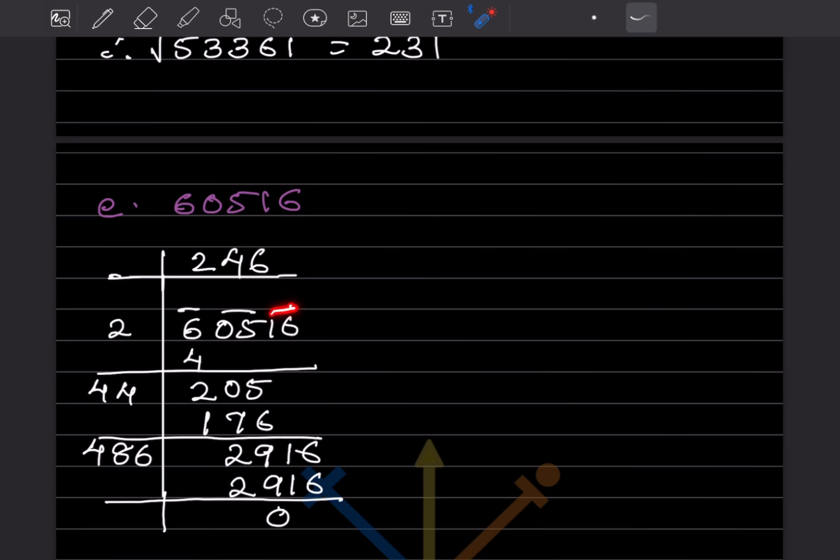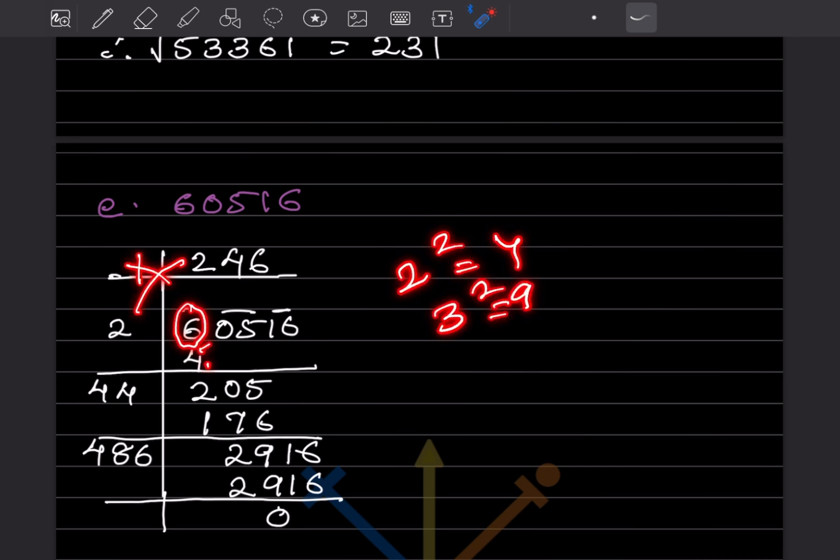Now here, you will see for this one. So 2 square is 4, 3 square is 9. So 2 times 2, that is going to be 4. And again, when you add this one, 2 plus 2, that is going to be 4 over here. So now, when you subtract this, you get 2. So when you compare this, this is smaller. So you are going to take these two numbers down here. So now this is 205. So along with this 4, what you need?